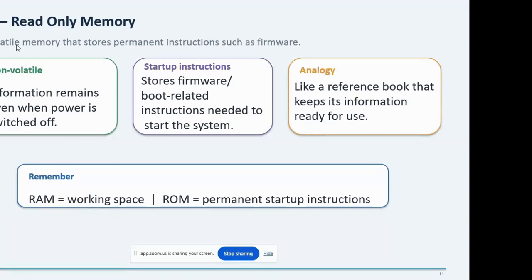But since the memory is read-only, that means you can take the data out from it, but you cannot put your data inside it. For example, you are opening an Excel sheet, you are typing the data, then finally you save the Excel sheet. That means you are writing the data into the memory. In read-only memory, you can read the data from the memory, but you cannot put all your personal data into it.